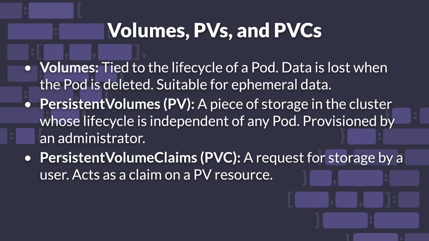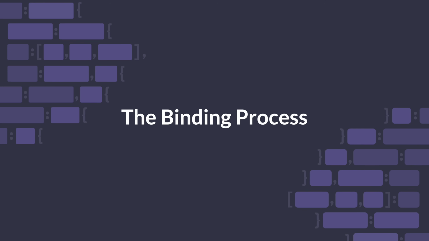It's a resource in the cluster just like a CPU or memory. The key feature of a PV is that its lifecycle is independent of any individual pod that uses it. When a pod is deleted, the data in the PV persists. A persistent volume claim, or PVC, is a request for storage by a user. A developer creates a PVC specifying the required size and access mode without needing to know the details of the underlying storage infrastructure. The PVC acts as a claim on a PV resource.